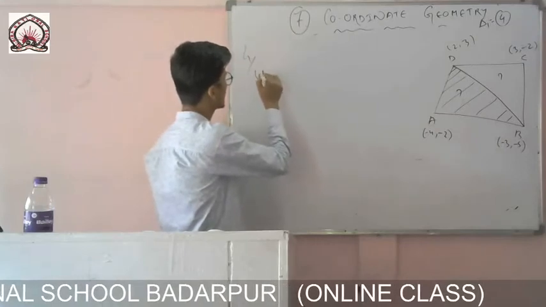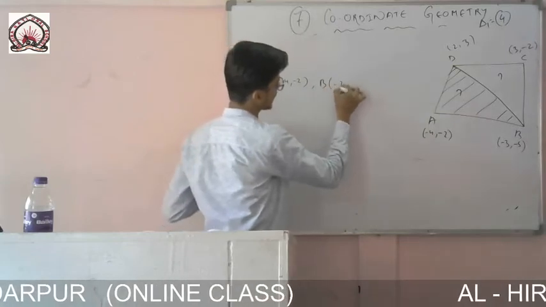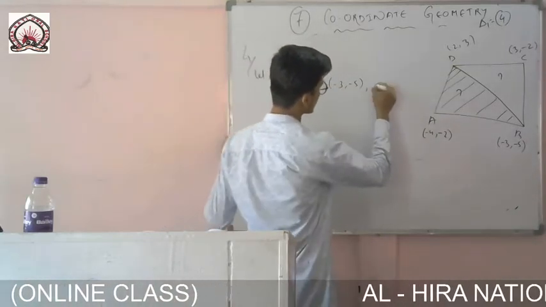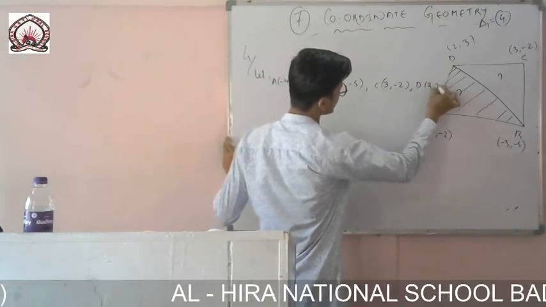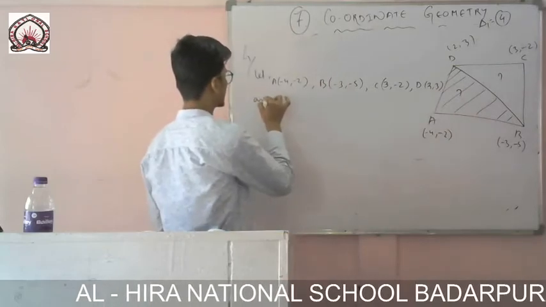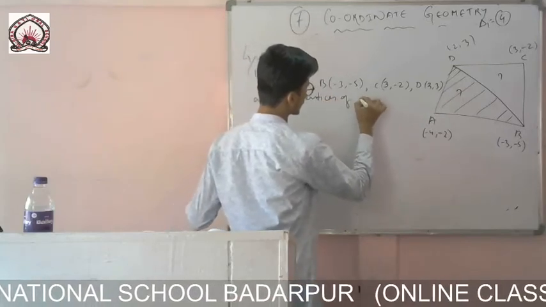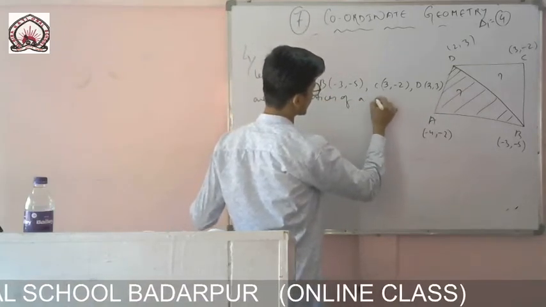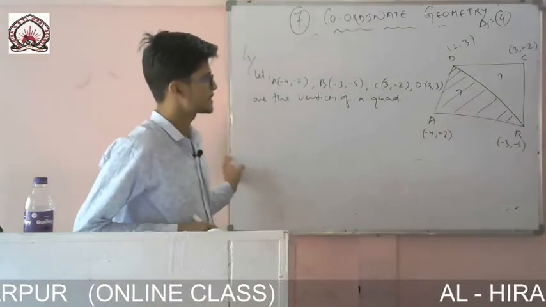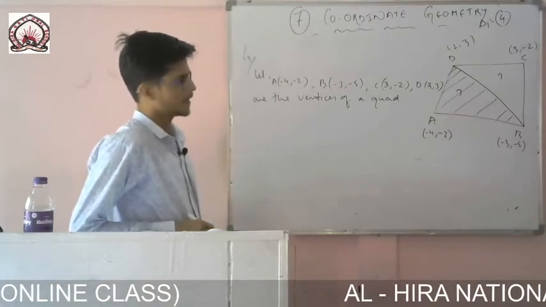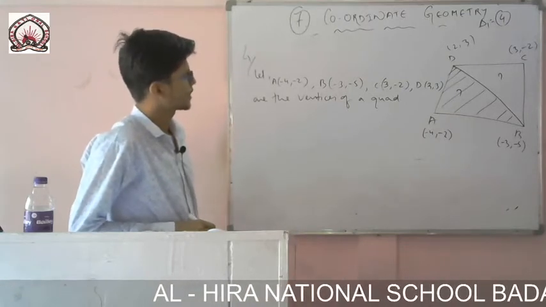So you write like this: let A(-4, -2), B(-3, -5), C(3, -2), D(2, 3) are the vertices of a quadrilateral. Let A, B, C and D be the vertices of a quadrilateral. Okay, everything is correct.